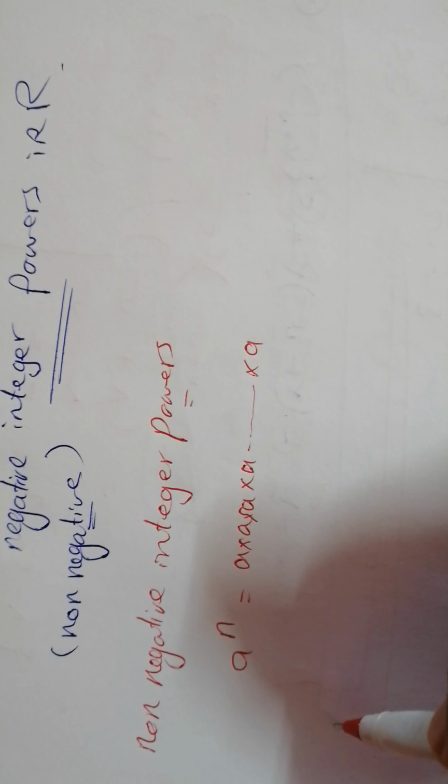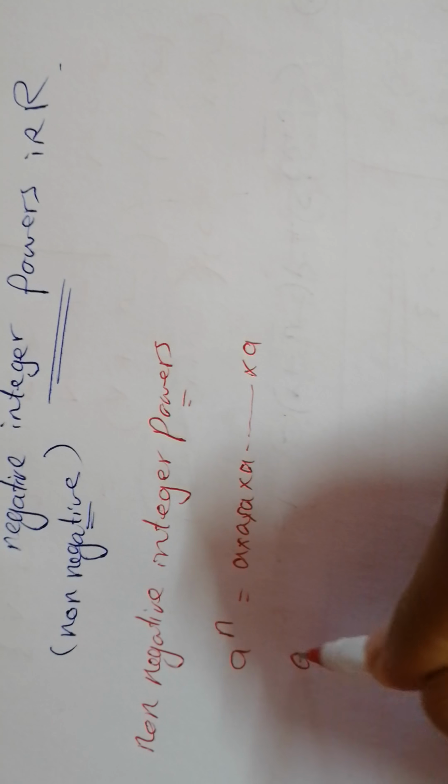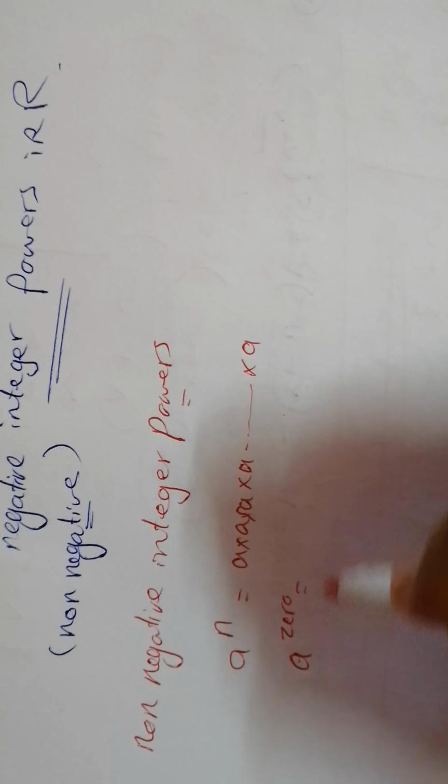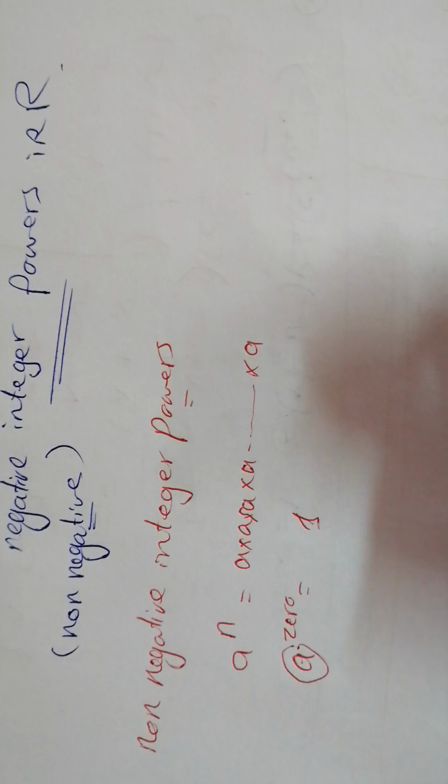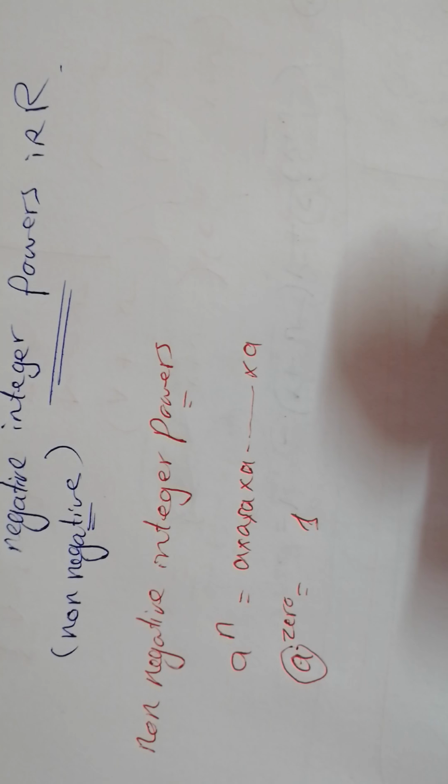Number two, or the second rule, a power 0 means 1. Any number raised to the power 0 is equal to 1. And now let's talk about negative integers.